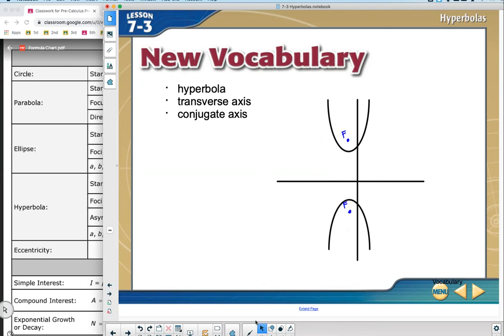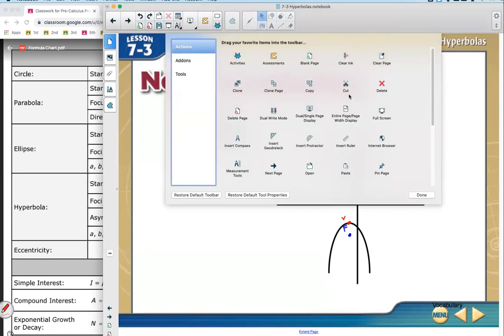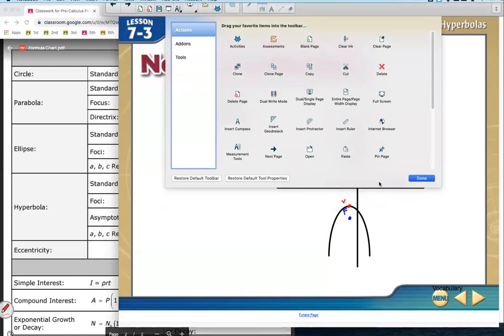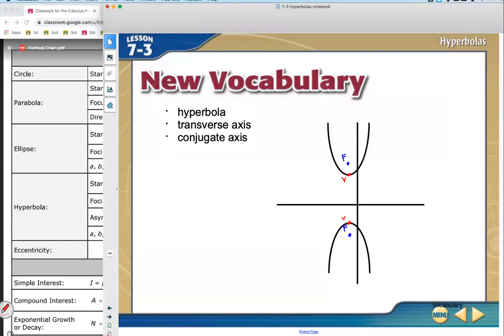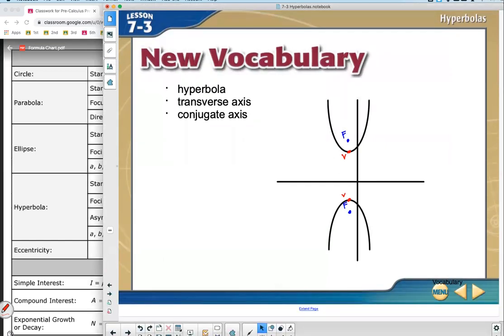The word transverse axis is from vertice to vertice. So the vertices are still in the same location where they were on the ellipse. These would be my vertices right here and here. And so instead of calling this a major axis, they're going to call this a transverse axis. And we will find out later the reason is because on a hyperbola, that might not actually be the greater distance. It might be a shorter distance than the conjugate axis.